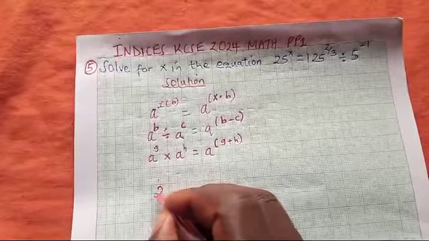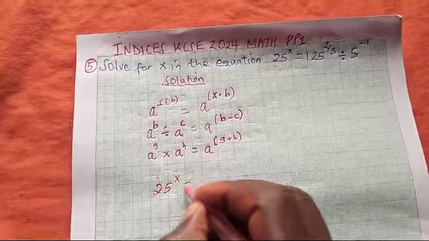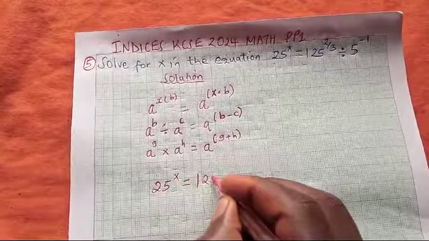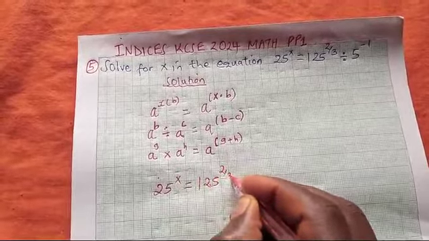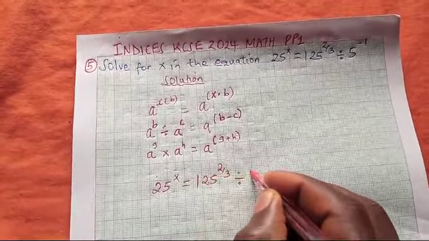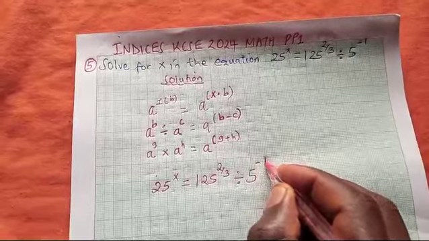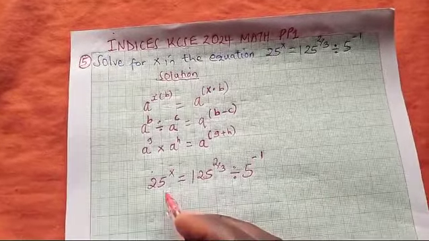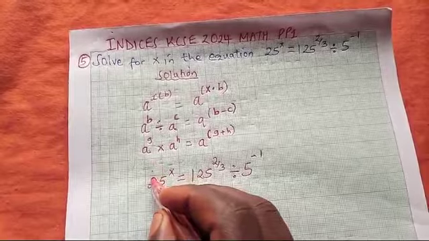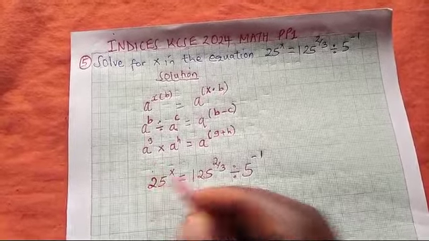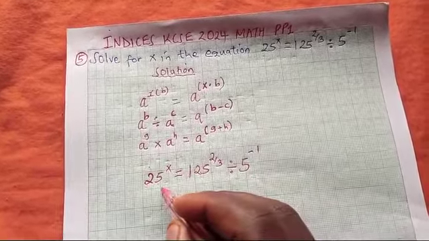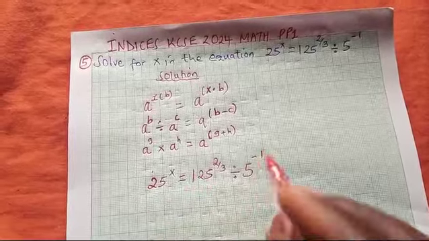Now back to the question. We have 25 raised to x is equal to 125 raised to 2/3. Then we divide this by 5 raised to -1. We want to make these bases the same. And in this case, we are going to use 5. We want to make all these bases 5.